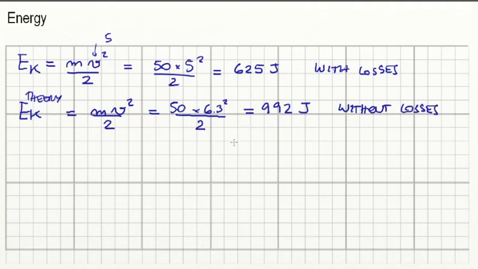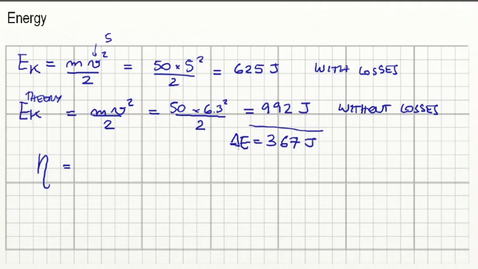So, if I ask you, what's the efficiency of this process, right? With this difference, you find what were the losses. So if you subtract 625 from 992, you will find this difference to be 367 joules. About a third, it seems, or a bit more of the total.